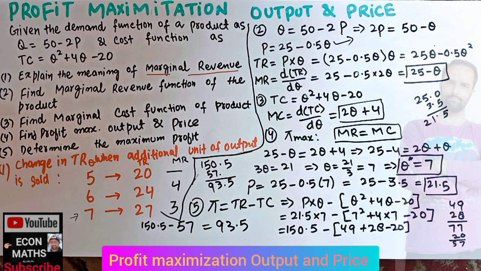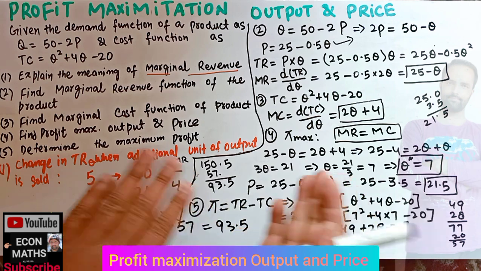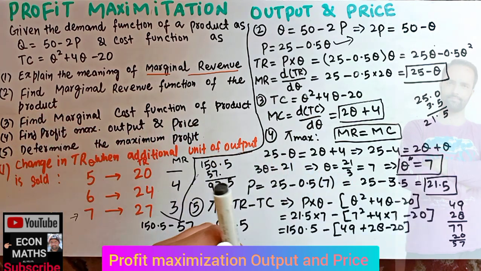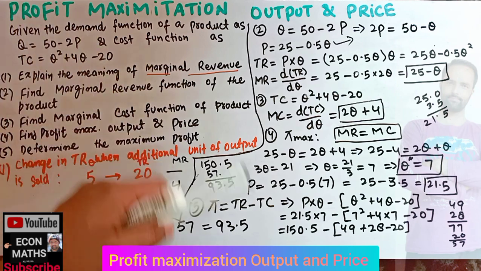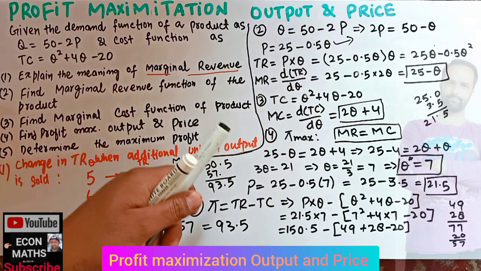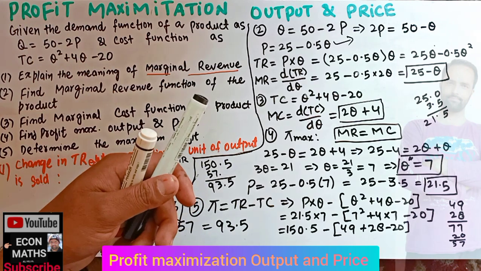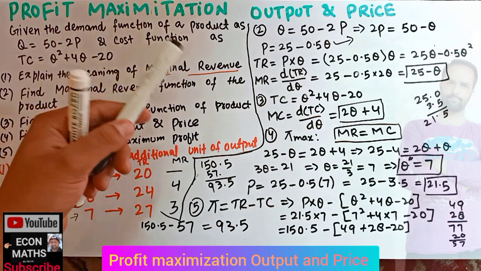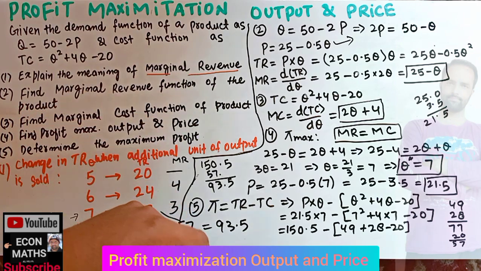Okay, I hope I make myself clear in this video. This was actually a lengthy question, and I have just cut it short. We were given an agricultural company, and the demand for that agricultural company's product was given as this. I just cut it short. I hope I make myself clear in this video.